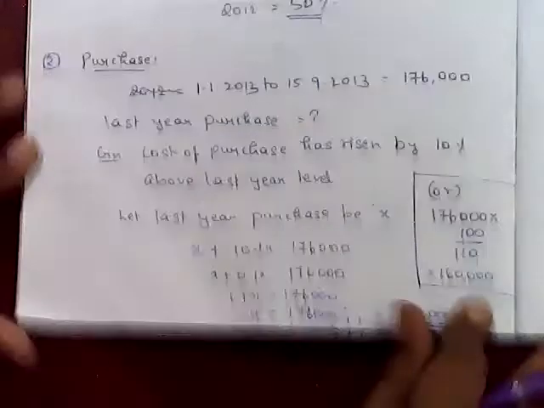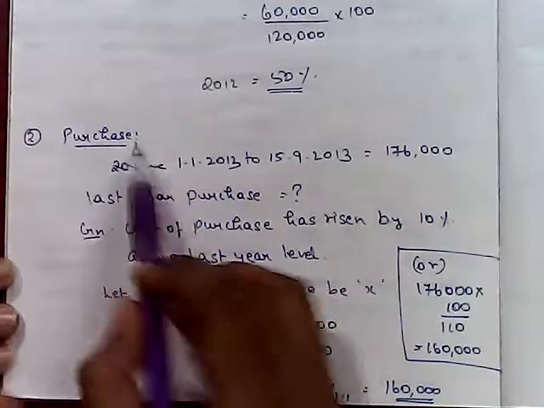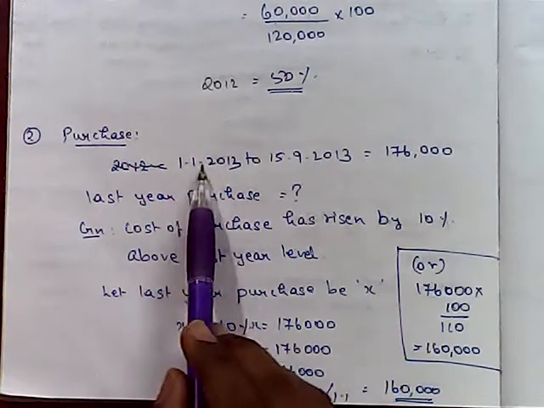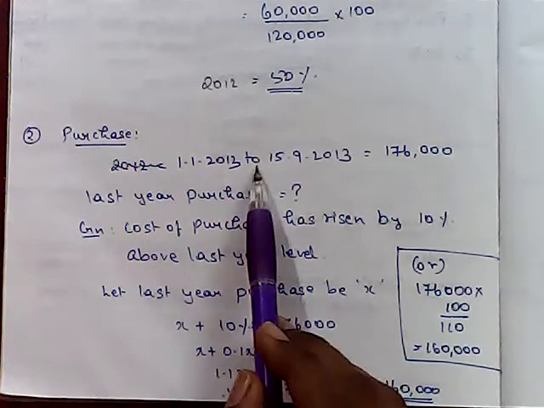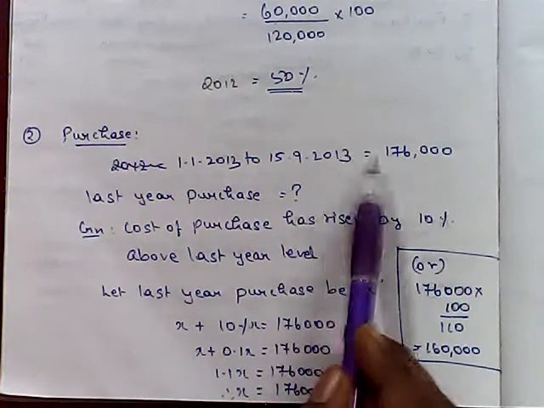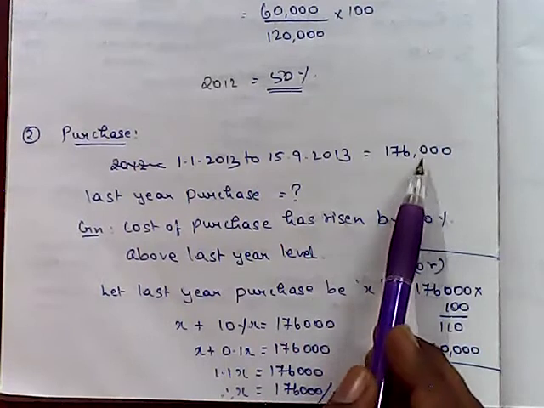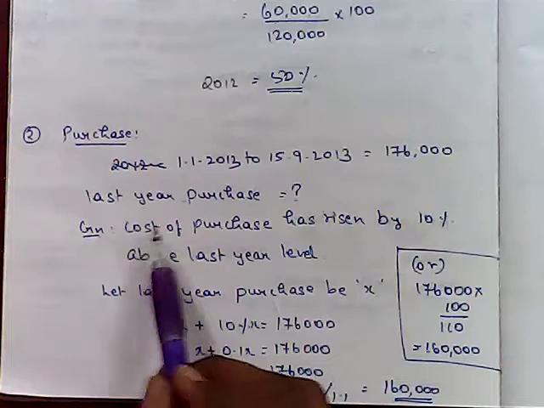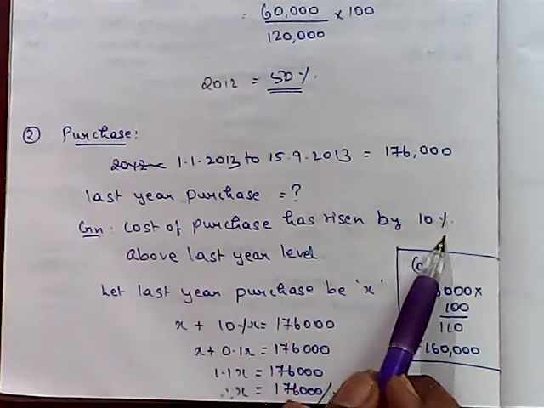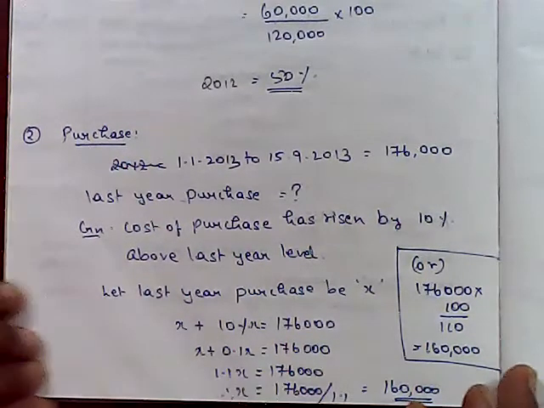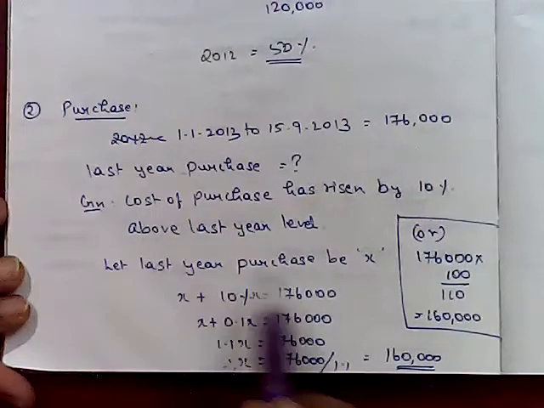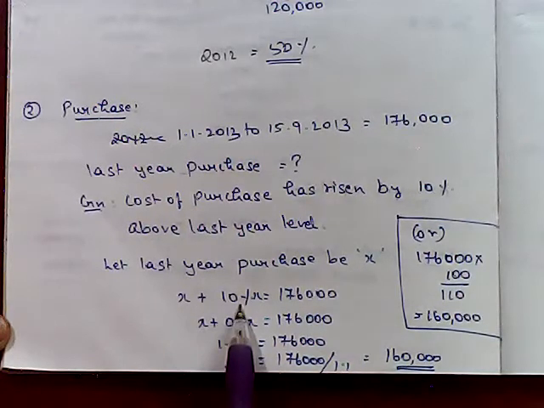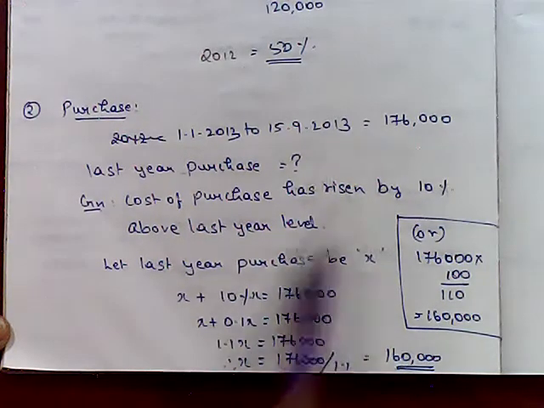Second is purchases. We have to find the last year purchase. For 1/1/2013 to 15/9/2013, the purchase is 1,76,000 given in the question. We have to find the last year purchase. What is given is the cost of purchase has risen by 10% above the last year level. So we will do a simple calculation. Let last year purchase be X. So X plus 10% of X is equal to 1,76,000.